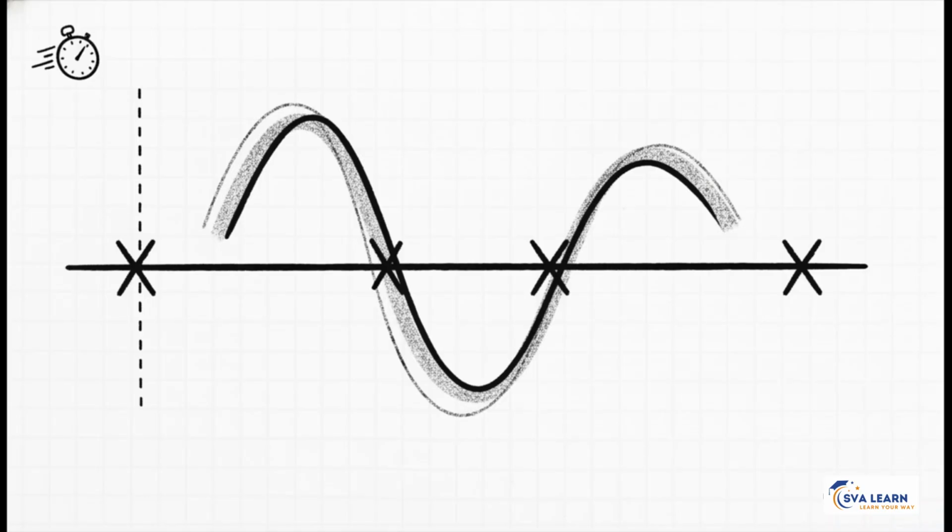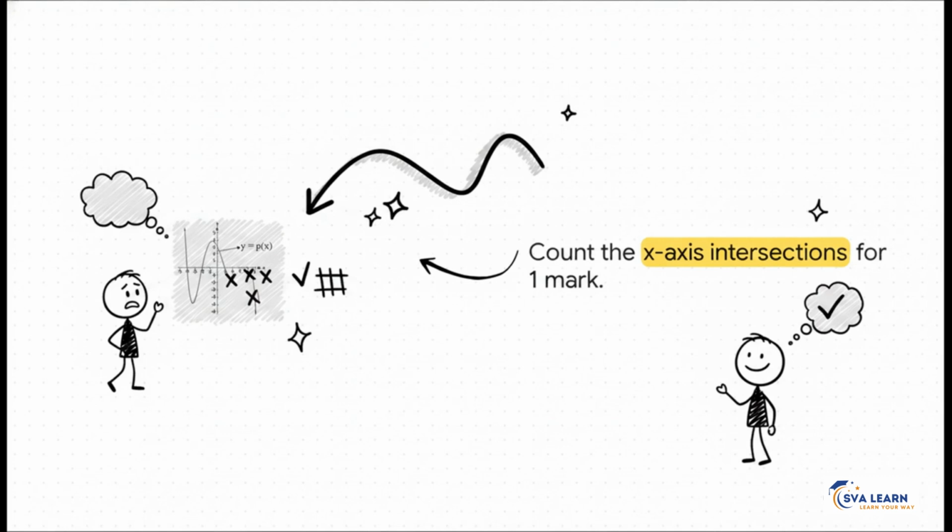X marks the spot. Listen to me carefully on this. I want you to completely ignore the y-axis. Seriously, pretend it doesn't exist. Do not get distracted by how tall or how deep that curve goes. The zero of a polynomial is literally just the x-coordinate of the point where the graph cuts across the x-axis. Period. The end.